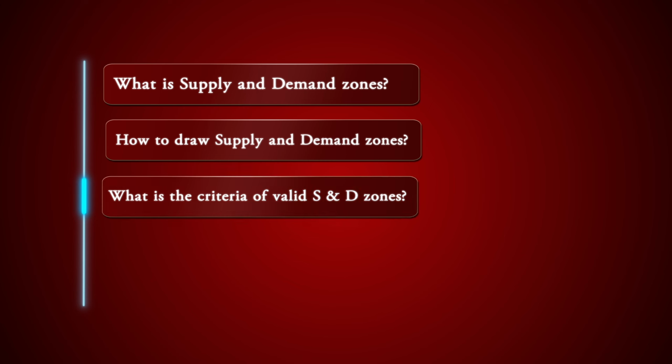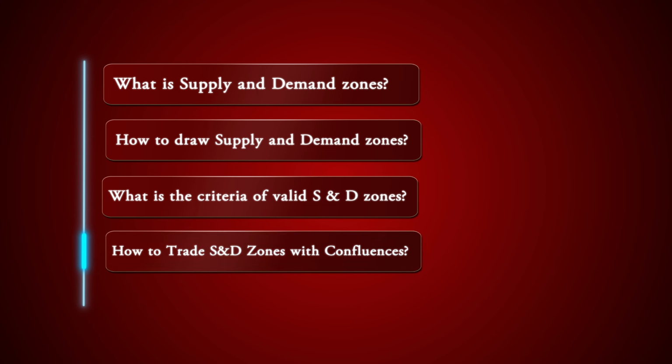What is the criteria of valid and invalid supply and demand zones? The one mistake invalidates your whole trade. How to trade supply and demand zones with confluences. Use confluences or lose trades. A zone alone is not enough. Price doesn't reverse randomly. Big banks plan it.